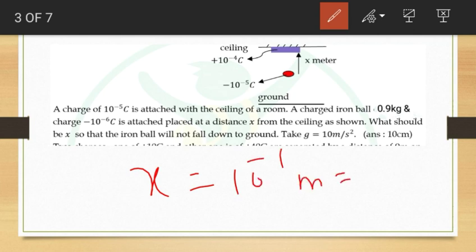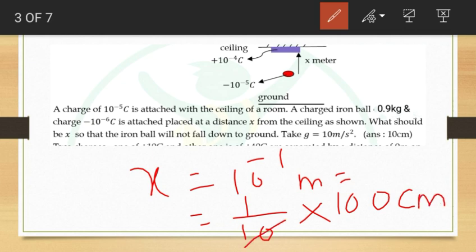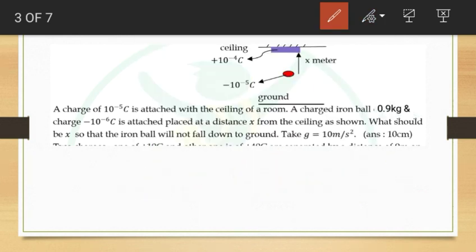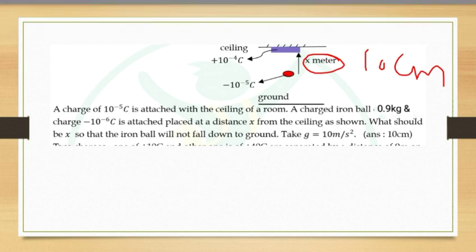10 to the power minus 1 is 1 by 10, and 1 meter is, by the way, 100 centimeter. Now cancelling one of the zeros, we get x is equal to 10 centimeter. So if we place it, this x will be 10 centimeter away from the ceiling, then this 0.9 kg ball will not move downward or upward, rather it will stay in the air. Right? So clear?